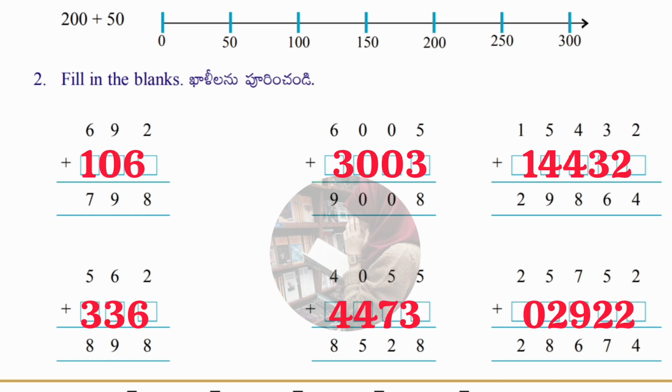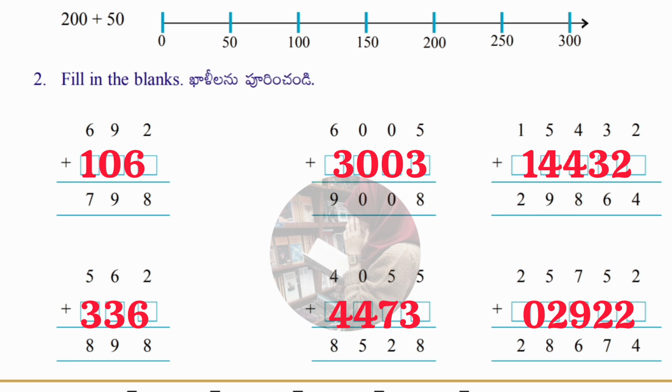Here they have given one number and the final answer. Now we have to find the second number. What number should we add to get this answer? For that, you just subtract the first number from the total, then you will get the second number, or else you just add it.